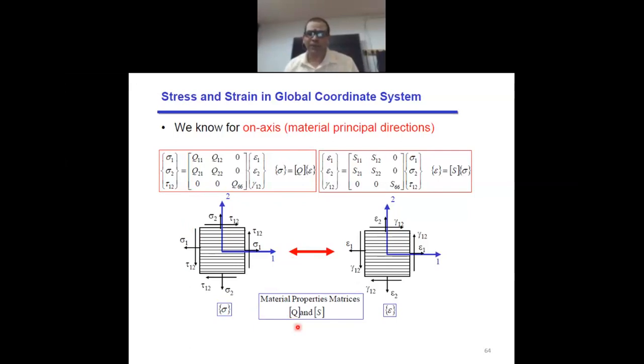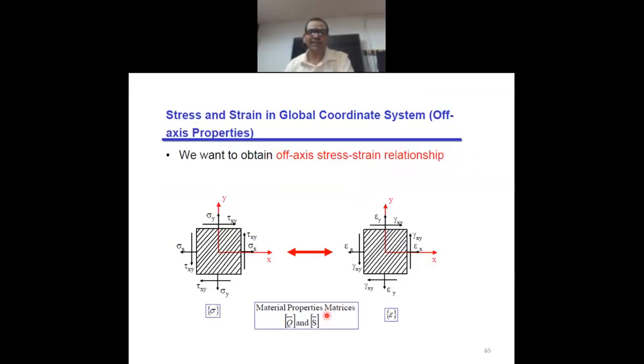property matrix, we use the terms Q and S, where Q refers to the reduced stiffness matrix and S refers to the reduced compliance matrix. So this Q and S are applicable only to directions 1 and 2, that is the fiber direction. And what is Q and S for the Cartesian coordinate directions, that is X and Y directions? So then we have to do one exercise.